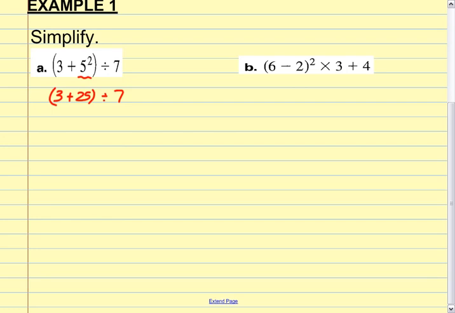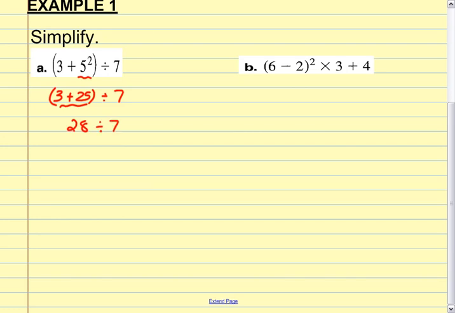Bailey. What do I do first? Well, I am going to add, but what am I checking first? I go back to my list. What's the first thing on the list of PEMDAS? Parentheses. Do I have anything in parentheses? I have 3 plus 25. So let's go ahead and do that. What do I get, Bailey? 28 divided by 7. Okay?